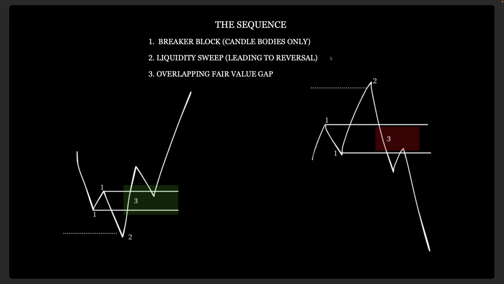unicorn forming. So after the sweep, there has to be a displacement to the opposite side. That means a fair value gap that overlaps with the breaker block that led to the sweep. So the fair value gap overlapping the breaker block that led to the liquidity sweep.